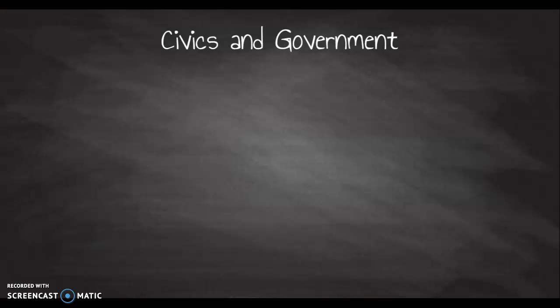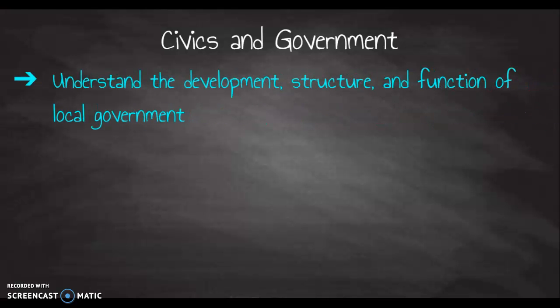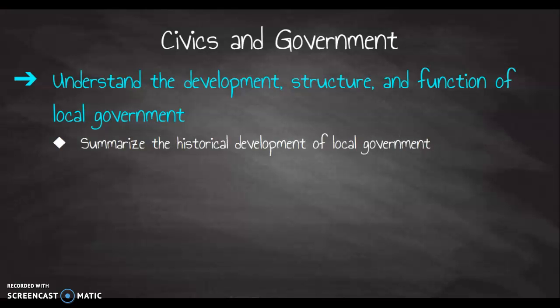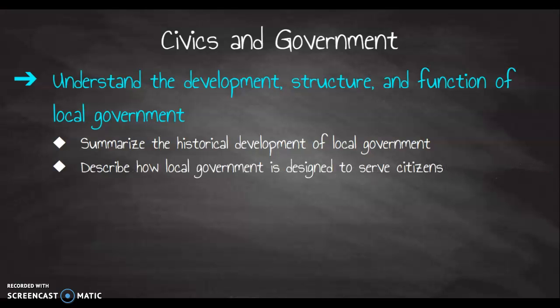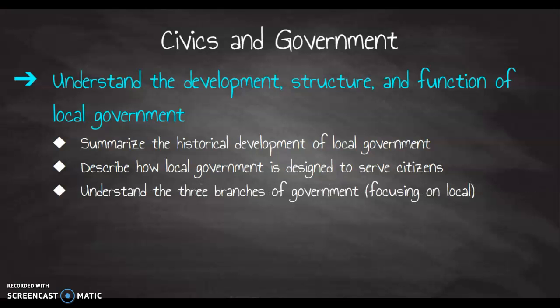After that, we move into civics and government, which will finish off quarter 4 and will be the final unit for social studies for the 2020-2021 school year. And there are 2 big ideas within this particular unit. The first one is that students will understand the development, structure, and function of local government. This includes being able to summarize historical development of local government, describing how local government is designed to serve citizens, and understand the 3 branches of government, but we will be focusing on local government specifically.